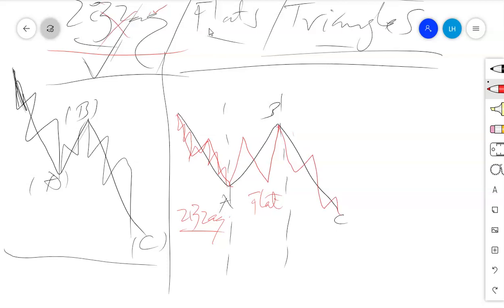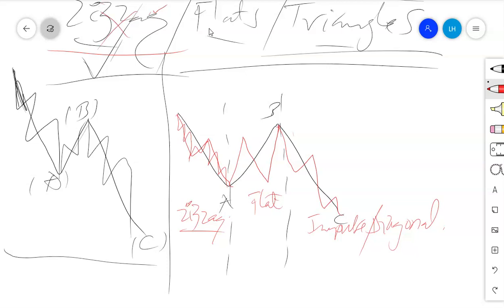So wave 1 is a zigzag, wave 2 is a flat, and wave 3 is 1, 2, 3, 4, 5. This can be an impulse or a diagonal. Now the idea here is alternation. Wave A has a different structure from wave B, and wave B has a different structure from wave C. So they alternate. None of the waves can be repeated within this corrective structure. This is based on what we call the guideline of alternation.